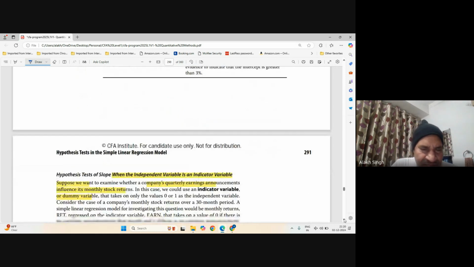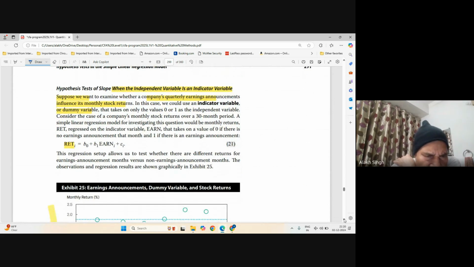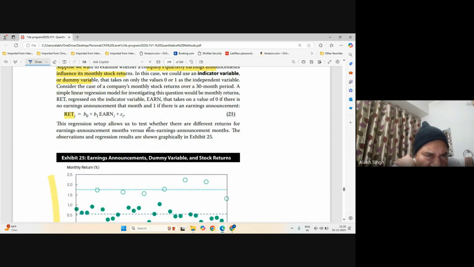Oh my God. Okay. So hypothesis of slope. This one is about slope, meaning the test of B1. Okay. So how do we look in the graph?